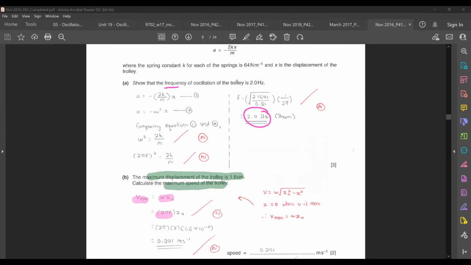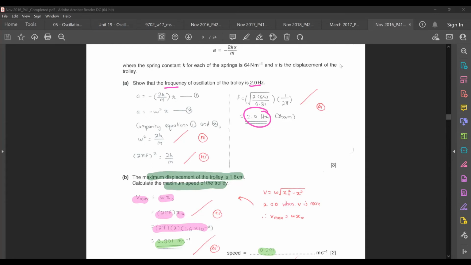They told you frequency is 2 Hertz, right? So omega, you make use of 2 pi f, multiply with x naught, sub in all your required values, you will get the answer finally as 0.201 meter per second. Okay, so this one is another pretty straightforward question, which is worth 2 marks.